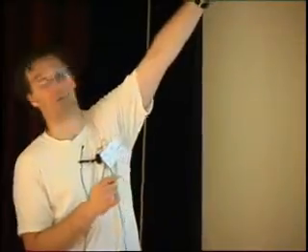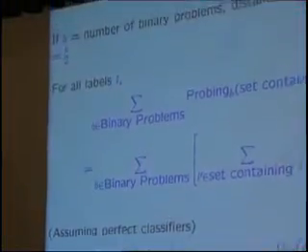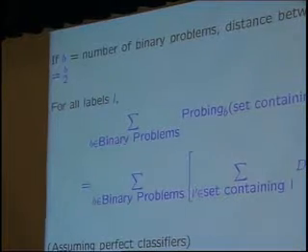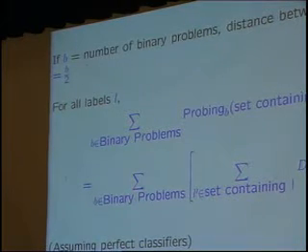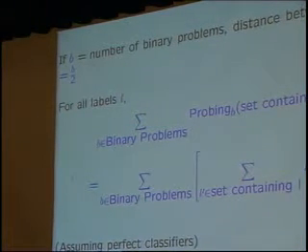Okay, so we have this Hadamard matrix. And the distance between any two columns is a half of the number of rows. So let's let B be the number of rows, the number of binary problems. And the distance between any two code words is B over 2. Exactly B over 2. That equality, by the way, is why we're using Hadamard.